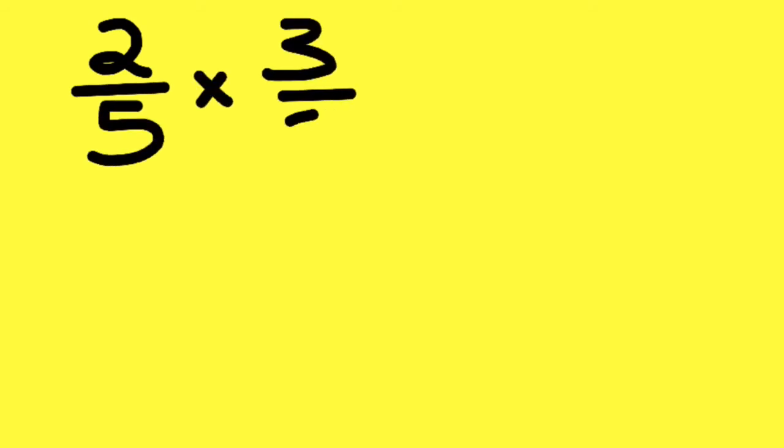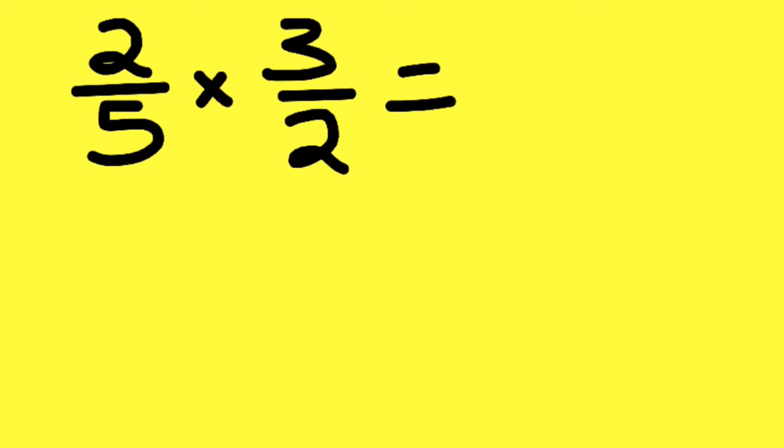So let's say I have the fraction 2 over 5 times 3 over 2. So how do you multiply fractions? And this may be a little bit more straightforward than adding and subtracting fractions because when multiplying fractions, you don't have to find a common denominator. You don't have to change the numerator or denominator. What you can do is multiply the numerator and numerator, and you put that in the solution numerator, and you multiply the denominator and the other denominator, and you put that in the solution denominator.